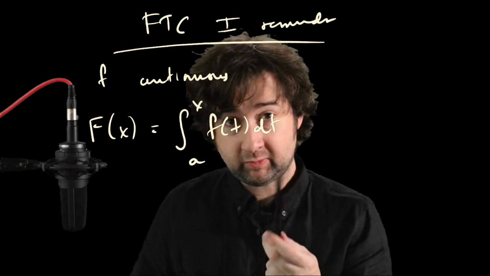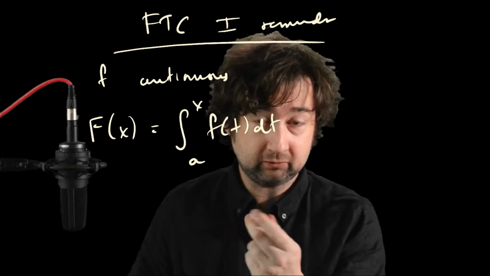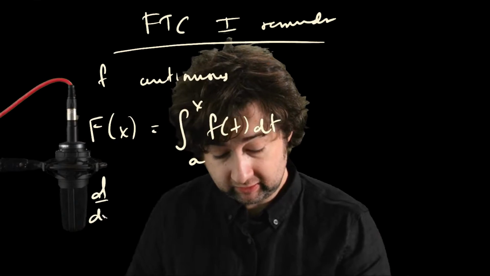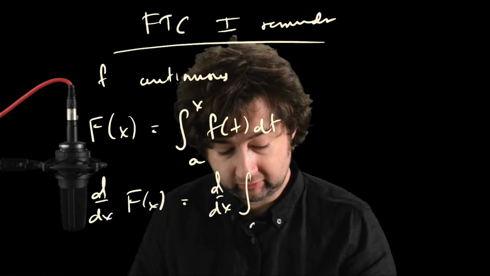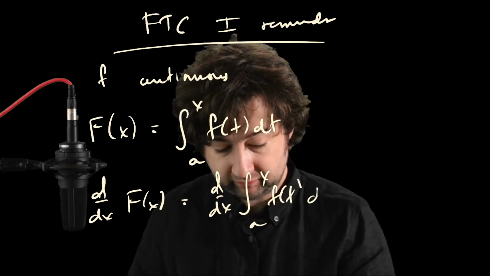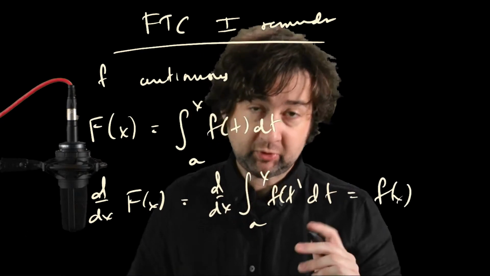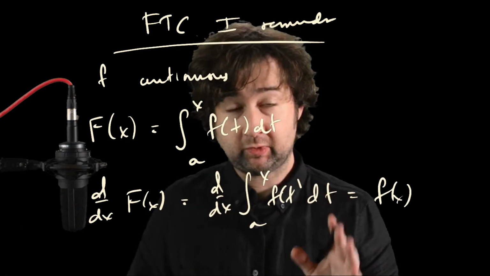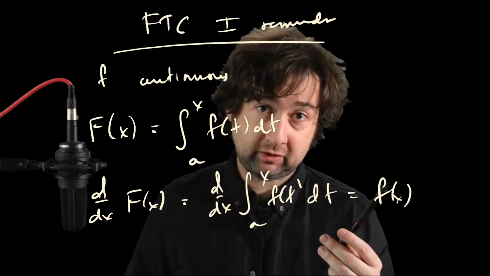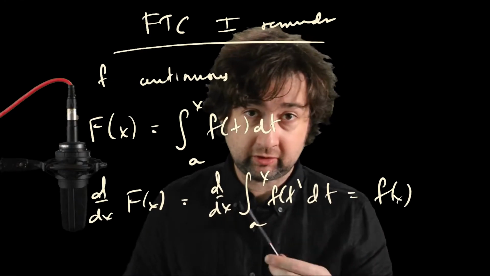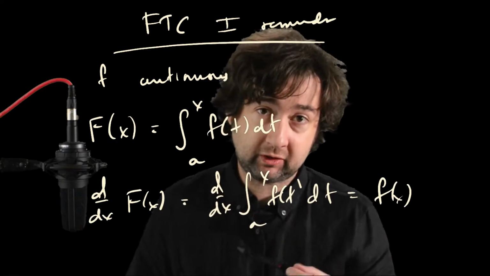What the fundamental theorem of calculus part 1 says is that if you take the derivative of capital F, it just destroys the integral. d by dx of capital F of x, which is equal to d by dx of the integral from a to x of f of t dt, is equal to f of x. So the upshot of the fundamental theorem of calculus part 1 is that the derivative of an integral is the original function, that derivatives and integrals destroy each other. So we're going to use this idea to investigate some of the properties of the natural log.